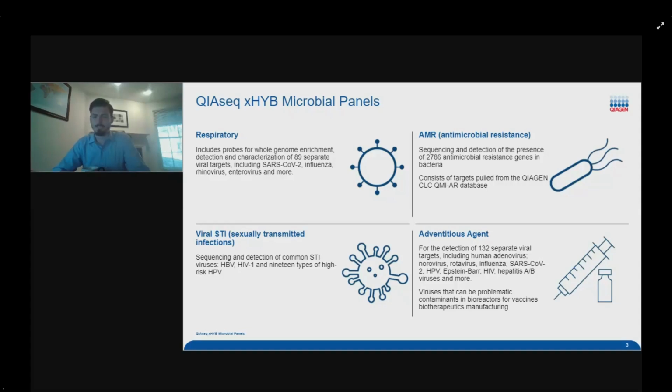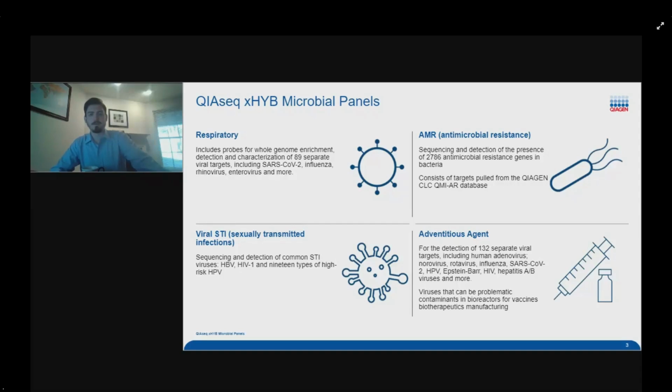We also have an adventitious agent panel, which is for detection of 132 separate viruses, including SARS-CoV-2, influenza, rotavirus, and many more. Now, the adventitious agent panel is originally designed around doing a sort of quality control test that can detect contaminants that are problematic for different things that are manufactured in bioreactors, such as vaccines or gene therapies. However, it does serve as a good panel for the broad detection and sequencing of the 132 viruses that are in this panel.